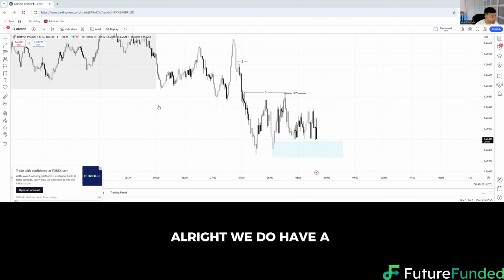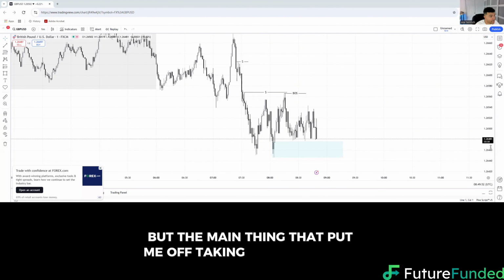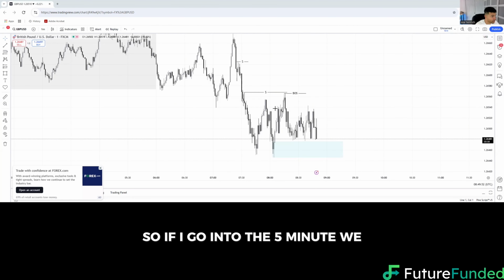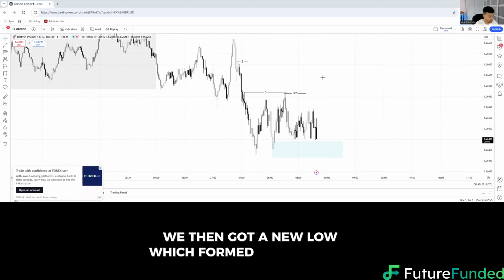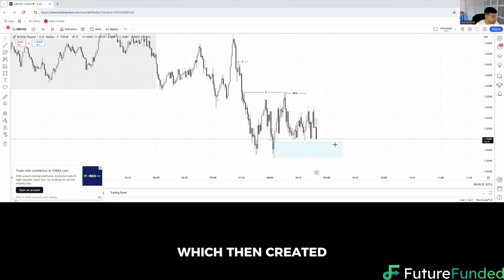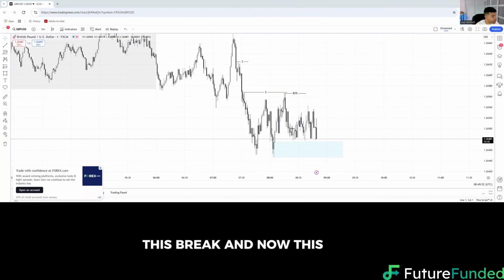All right, we do have a potential red flag with the break of structure, and we have to be wary of that. But the main thing that put me off taking this trade was this. So if I go into the 5-minute, we can see we've got a low, a lower high. So this was our break of structure. We then got a new low, which formed a new break of structure right here, which then created this break. And now this was our 5-minute range.